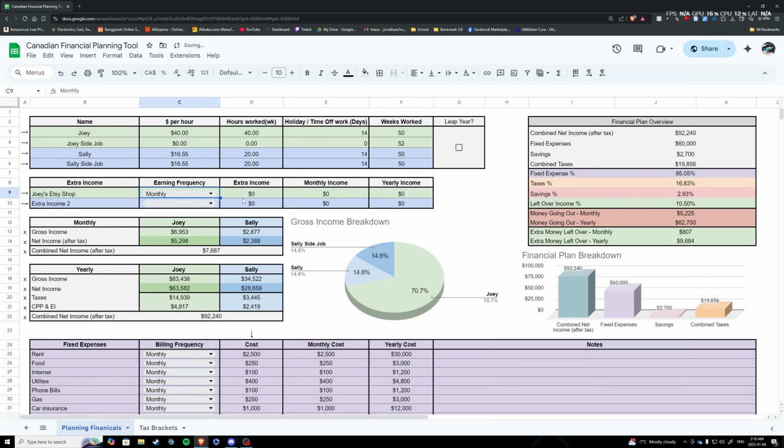So monthly, let's just say that we're making an extra $250 a month, so that's equal to $3,000 a year.